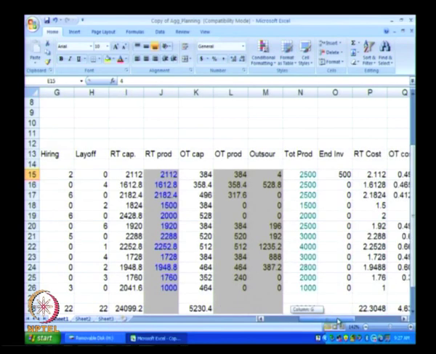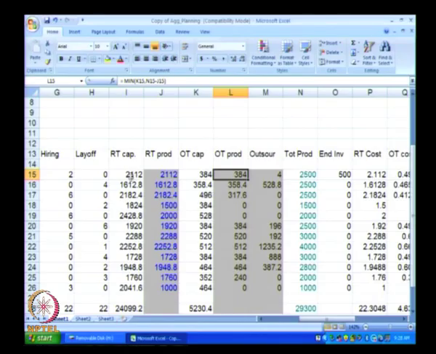Now, the user has to give a decision on the total production. So, once the user decides say 2500 here, the first 2112 out of 2500 will be made using regular time production, because that is the maximum capacity, and the balance is made from overtime production, which is your 384. Now, we have decided to produce 2500 in this month.